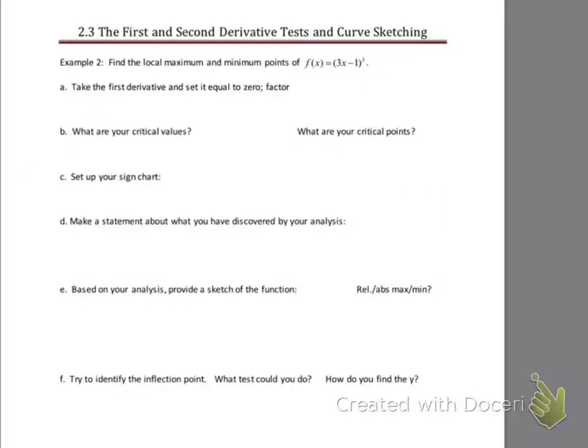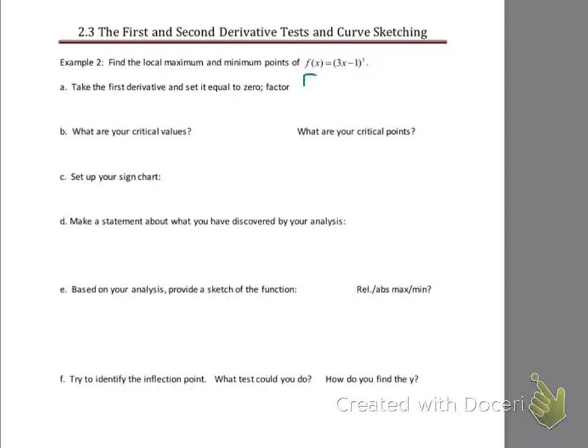For example 2, they're taking us through the steps again. You will have to eventually memorize these steps, but we can use the guidelines one more time. So if I'm going to try to find the local max and minimum points without using a calculator, I'm going to take the first derivative, set it equal to 0, and factor.